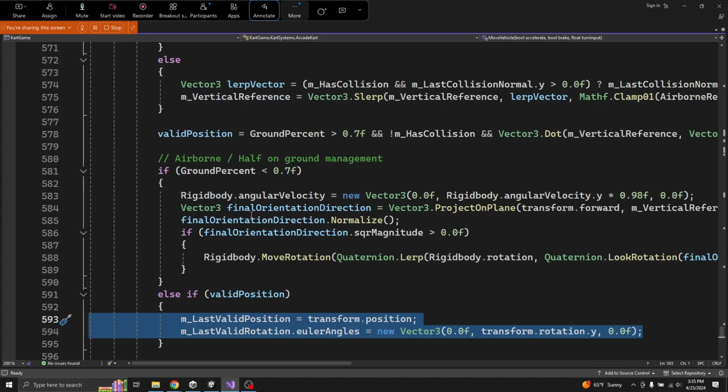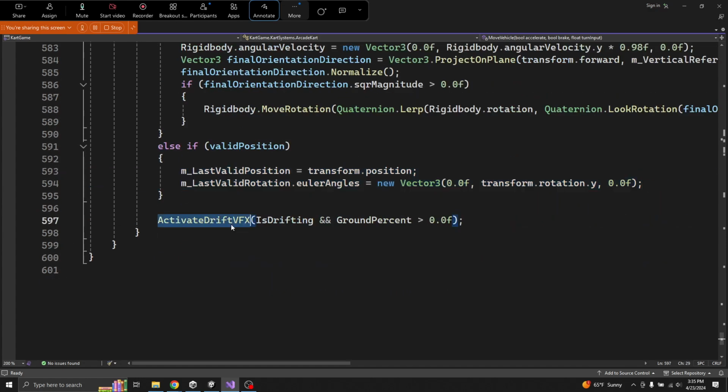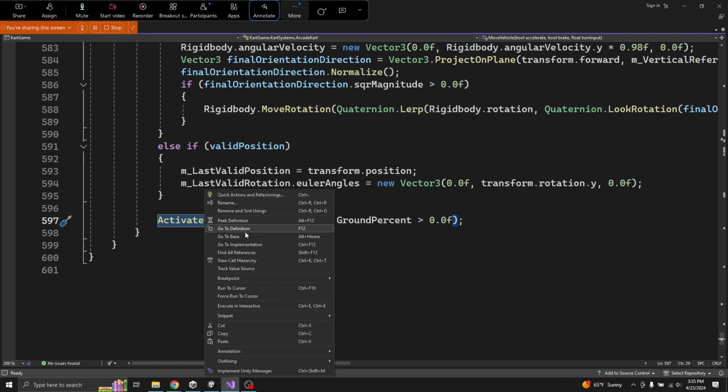Right. But at the end of all this, we decide if we need to activate drift VFX. So if we're drifting and our ground percent's greater than 0, okay, we have at least one wheel on the ground and we decide that we're drifting, we're going to activate our drift VFX. All right, that was big.